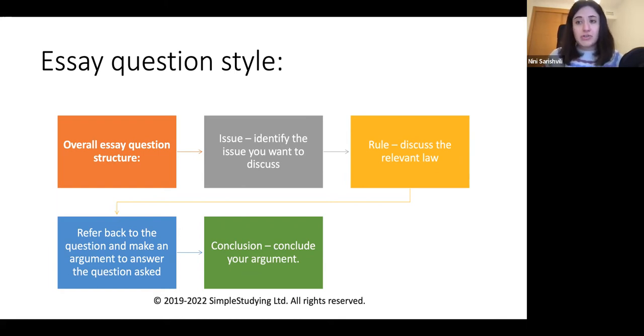On the contrary, you may even not be able to pass if you just explain the law. So make sure that you make arguments, refer back to the question, and you analyze the law that has been discussed, and you answer the question asked by making convincing arguments.